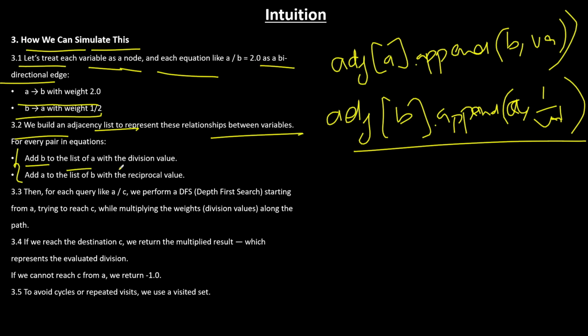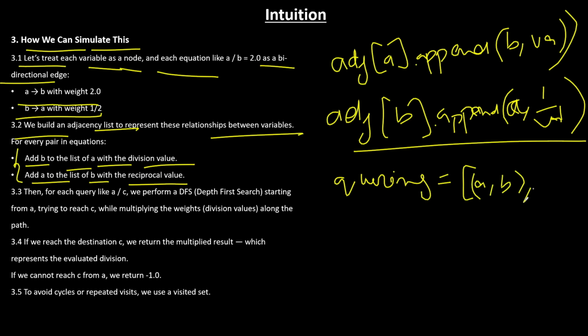Add B to the list of A with the division value. Add A to the list of B with the reciprocal value, which we did. Now, for each query, after this, we have to look at the queries given to us. So in the query list, we will take out each query. Suppose A by B is given and B by C is given, right? We will take this out.